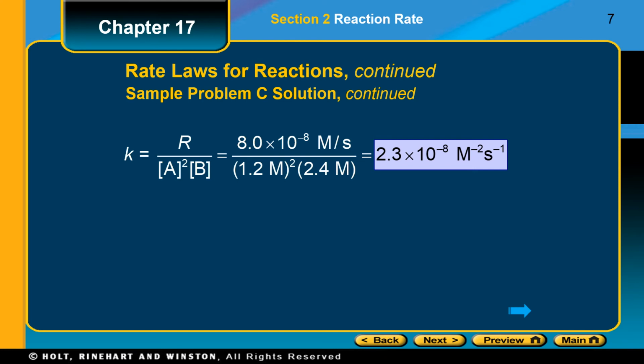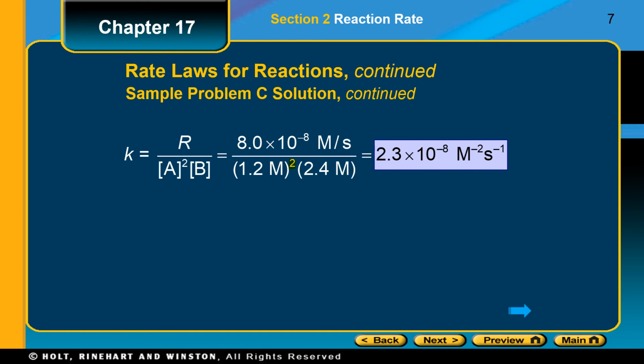So we have this for the rate, this for the concentration of A, and notice that we have to square it right here. Don't want to forget to do that. And then this is the concentration of B. So if I take 8.0 times 10 to the minus 8th divided by 1.2 squared divided by 2.4, I come up with this number right here, 2.3 times 10 to the minus 8. Okay, so that's just straight calculator work.